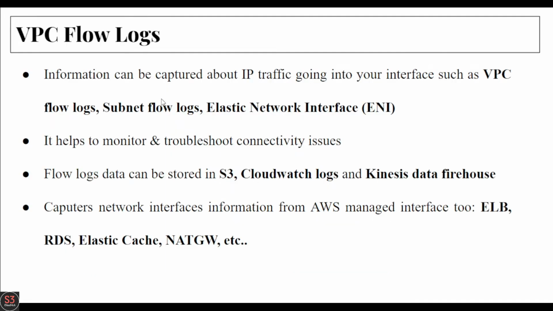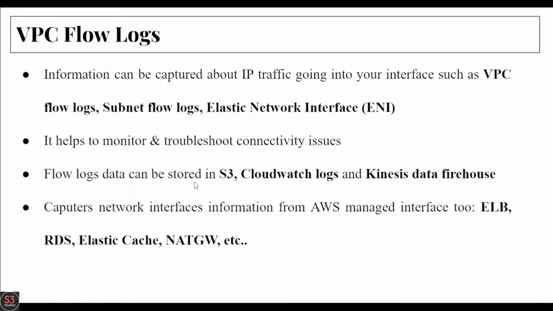Information can be captured about IP traffic going into your interface, such as VPC flow logs, subnet flow logs, and elastic network interface. So information can be captured about all the IPs which are going into your interface in your VPC flow logs, subnet flow logs, or your elastic network interface. It helps us to monitor and troubleshoot connectivity issues.